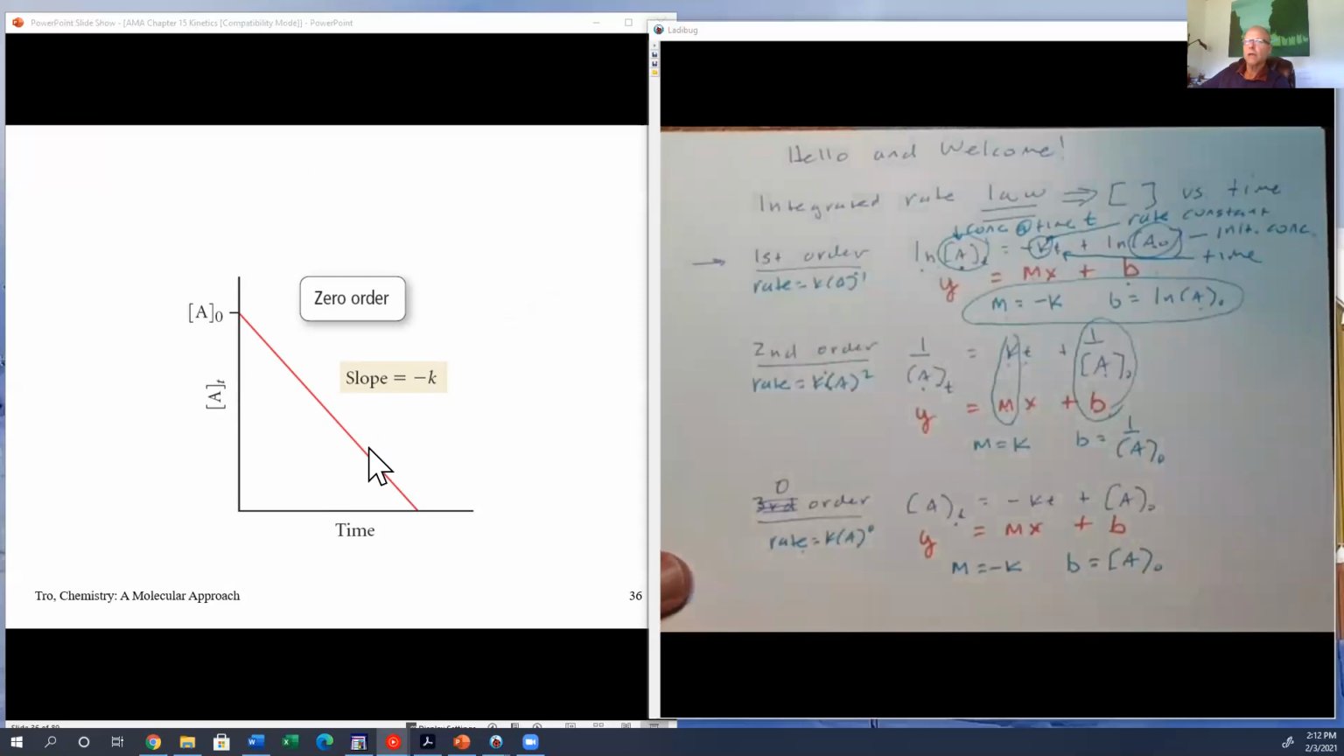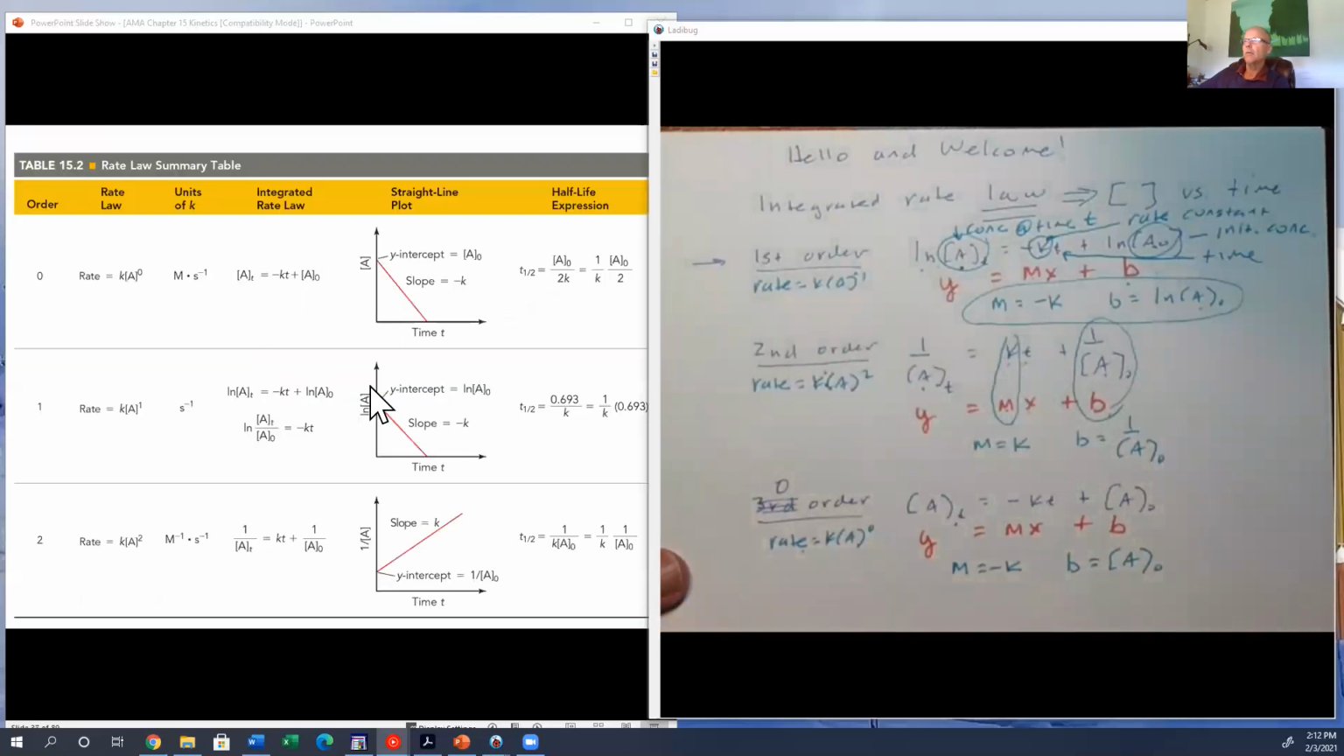So here's a new way to figure out the order of the reaction: just by measuring concentration versus time and trying plotting that in different ways. So let's see how that works. This table, by the way, in your book, table 15.2, is really a good table that summarizes all these things we've been looking at.